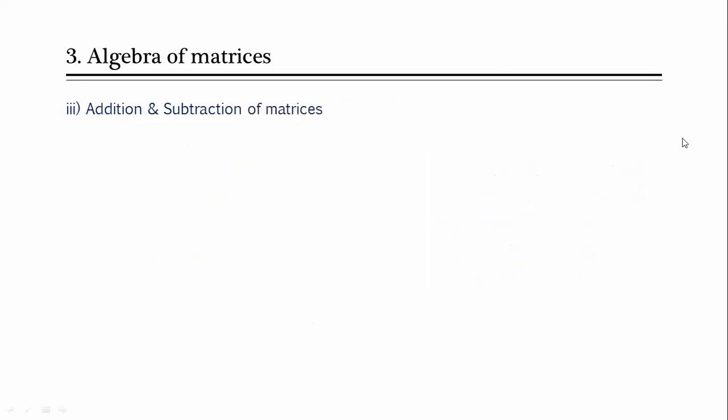Now, how to add and subtract two matrices? Okay, this is a very important concept, and you will definitely get one example on this topic. So I'm writing matrix A as, let's say, 1, 2, minus 2, 4. Matrix B as 3, 3, 0, 1.